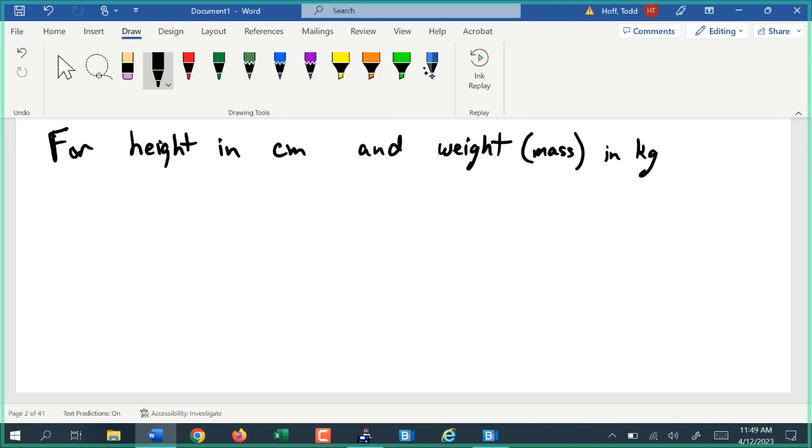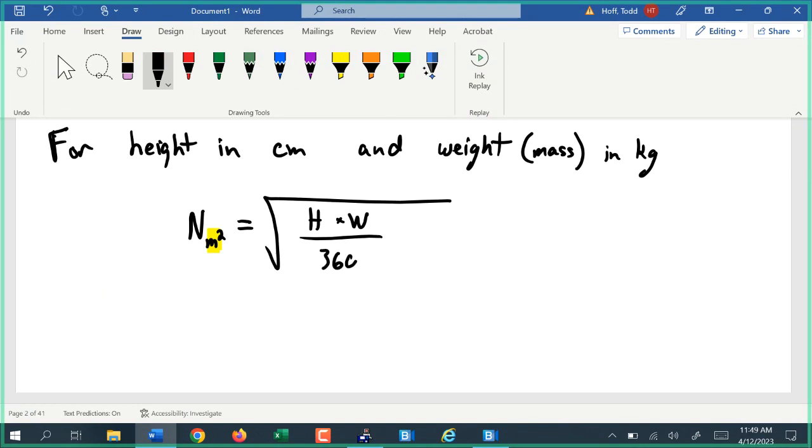So the formula for the number of square meters of body surface area. So N there is just number, the size. The little sub square meters is saying the units that we get here for the body surface area is going to be in meters squared or square meters. That is equal to the square root of height times weight. Again, that height is in centimeters, that weight is in kilograms, divided by 3,600.